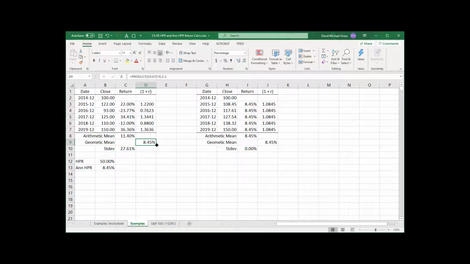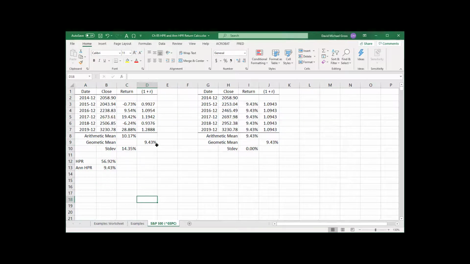And here are the two questions. The first question is, how much do I expect to earn in any year? And so given that I have this process, this investment, this company, this investment advisor, and sometimes they earn 22 and sometimes they lose 23 and then they make 34 and they lose 12 and they make 36, in any year, I would expect to earn 11.4%. But if I had held this investment over this period, I would have earned 8.45.